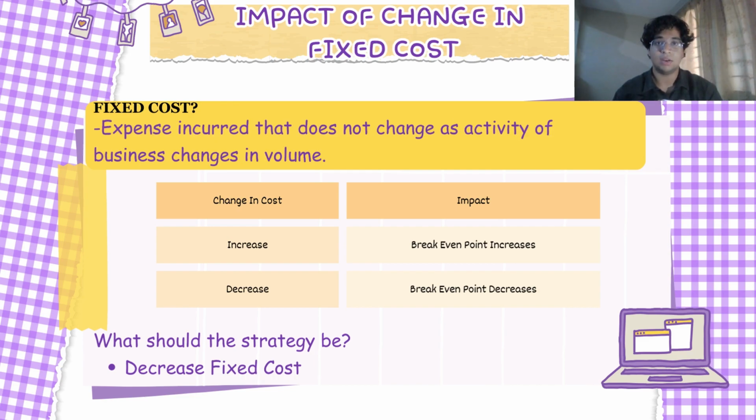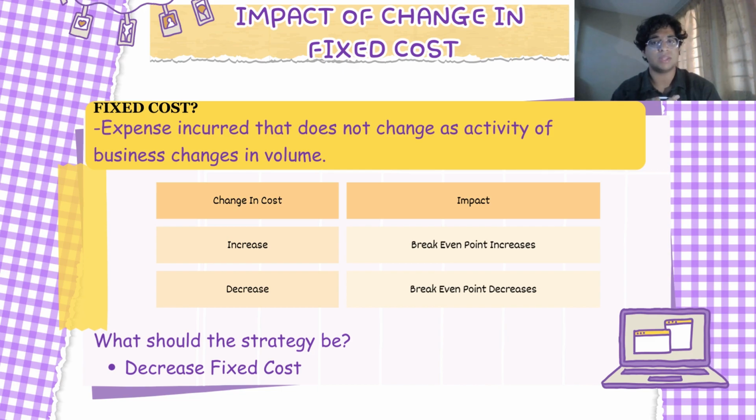Next, we're going to be taking a look at the impact of change in fixed costs. Now, what is a fixed cost, you might ask? A fixed cost is an expense incurred that does not change as activity of business changes in volume. It is basically an expense that stays the same no matter how much activity a business is doing. This cost is the complete opposite of a variable cost. Fixed costs have to be paid even if a business doesn't do any activity for the day or month. They tend to include regular recurring costs like cost of venue of Gemilang Company.